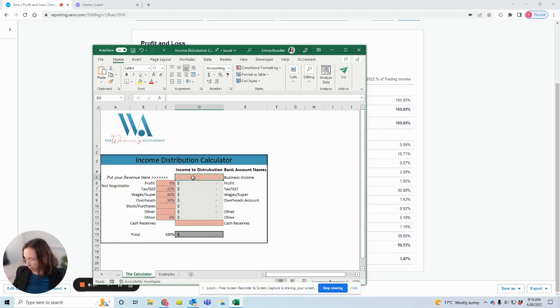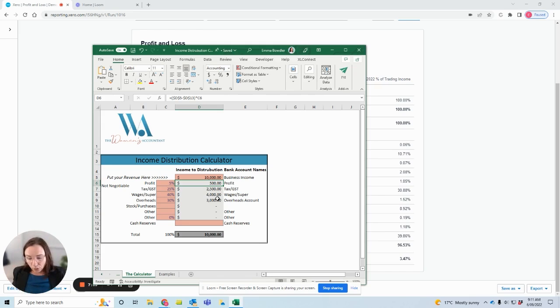Let's just use $10,000 as an example here. What this calculator will do is say, okay, I need to put $500 into my profit account, $2,500 into my GST account, $4,000 into my super, and $3,000 into my overheads. It's a really great way to distribute your income, and that business bank account should always come back to nil at the end of every period.